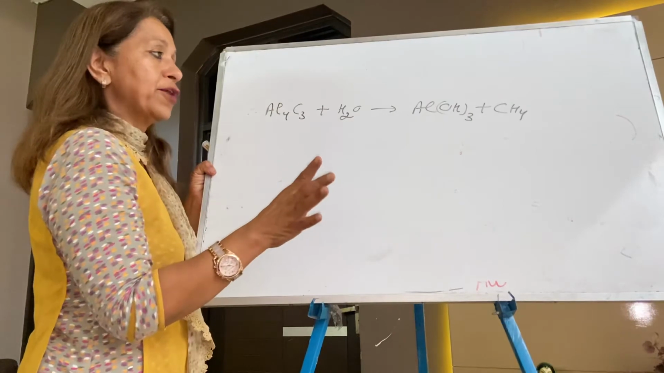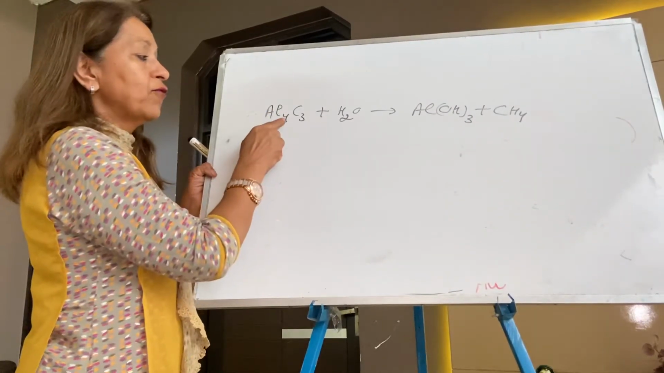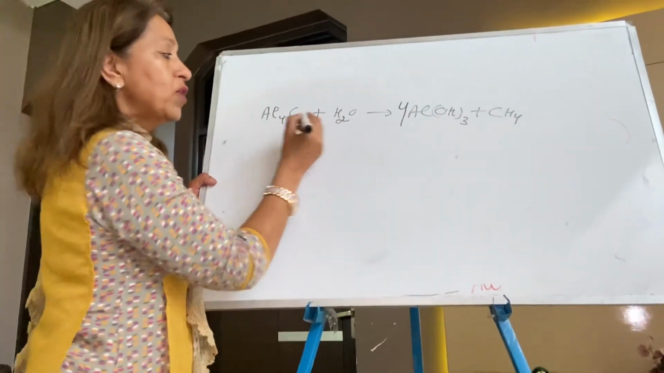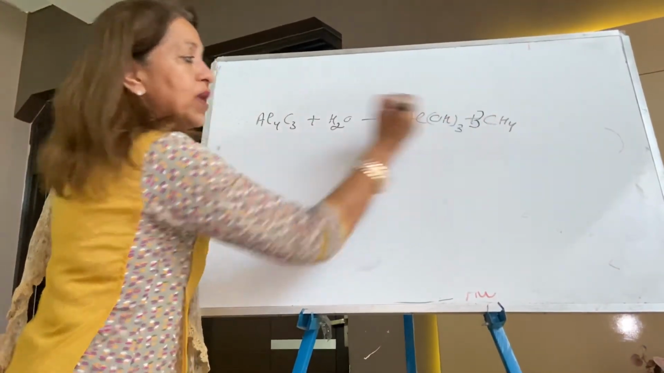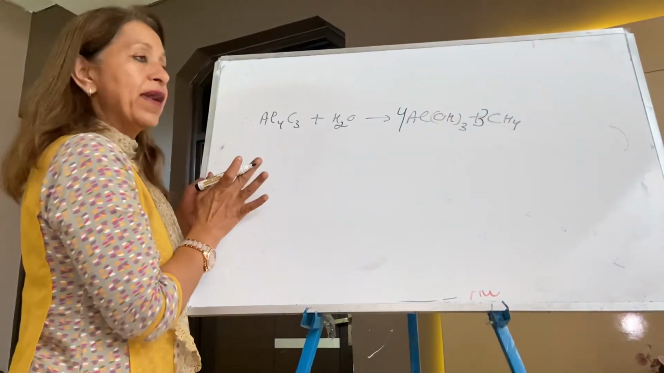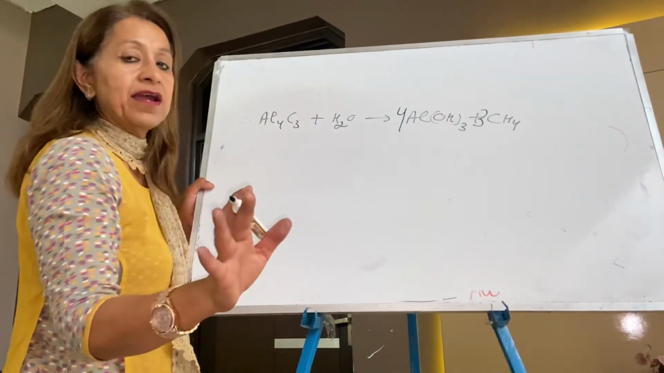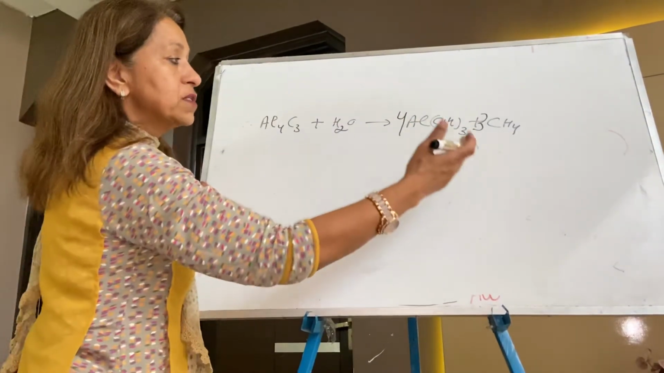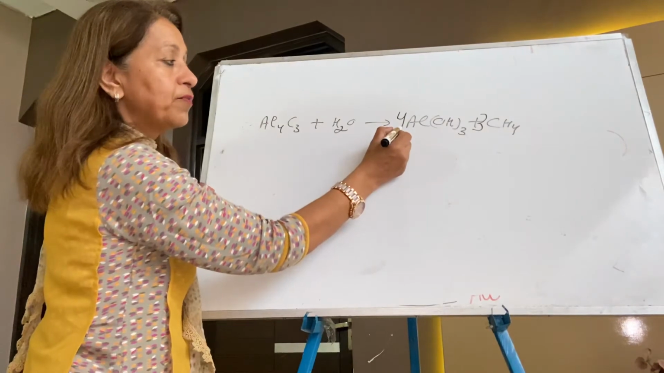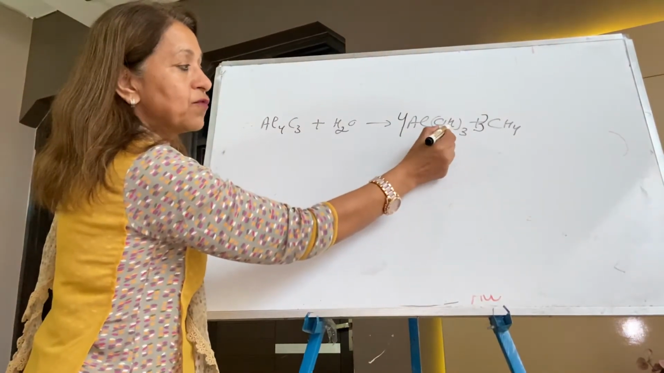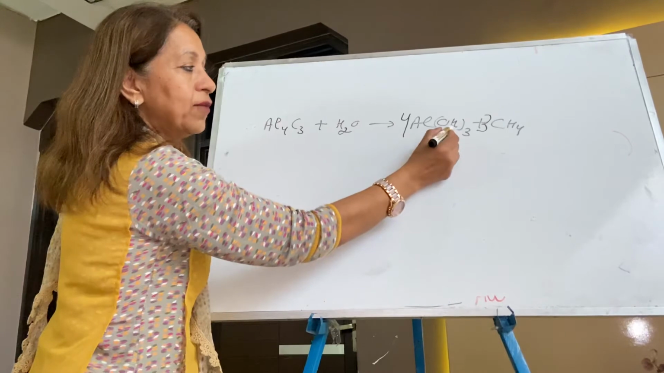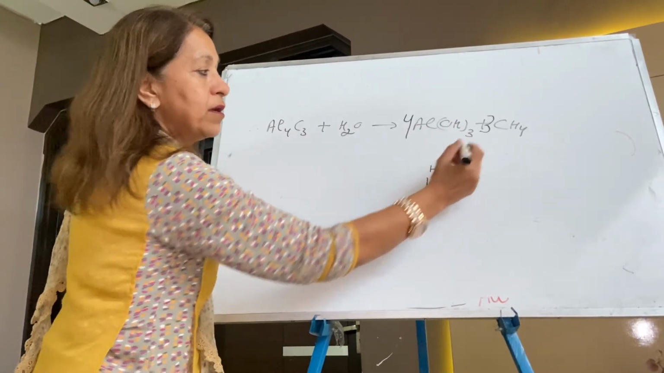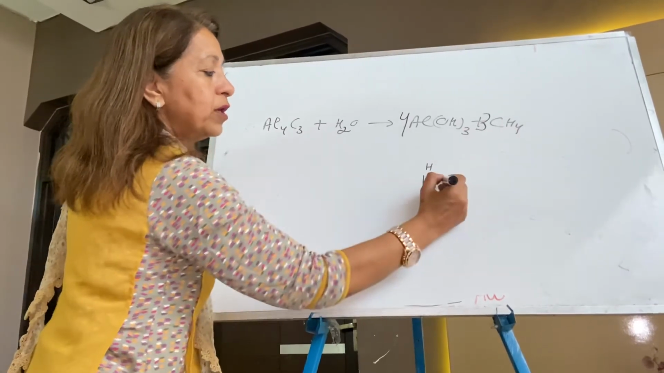Always balance hydrogen and oxygen at the end. Aluminium 4, make aluminium 4. Carbon 3, make carbon 3. Aluminium balanced, carbon balanced, and at the end hydrogen and oxygen. Now count how many hydrogen this side. This is 4 and this is 3. This means 4 into 3, 12. Write down hydrogen is 12 this side, plus 3 into 4, 12.